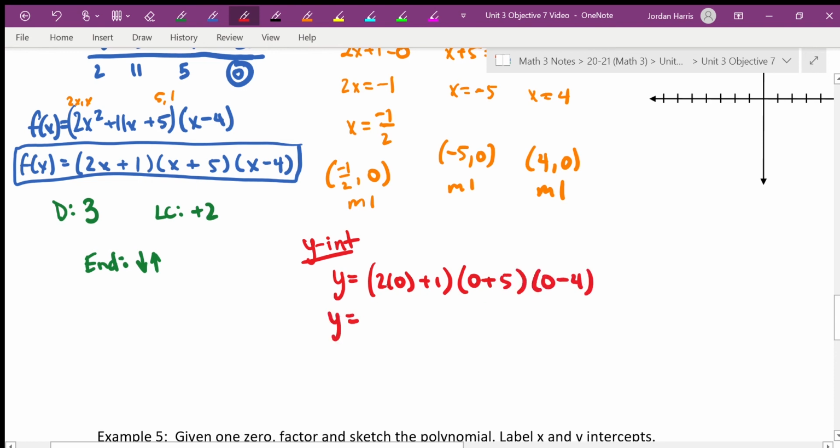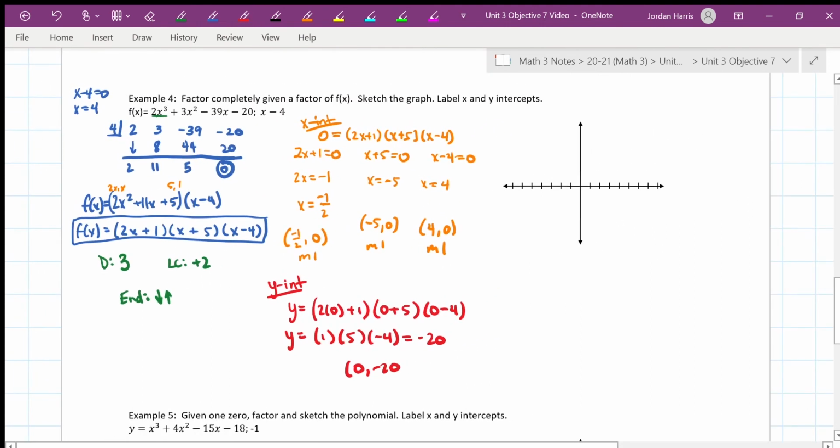So I get 0 plus 1 is 1, 0 plus 5 is 5, 0 minus 4 is negative 4, so that's negative 20. 0, negative 20 is my y-intercept. Okay, so I have labeled my x and y-intercepts. I have factored completely. Now I just need to sketch the graph.